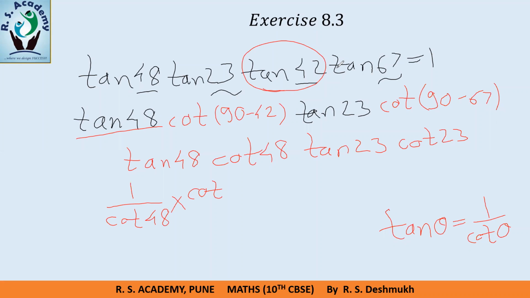Otherwise, you can cancel the tan and cot if they are multiplying, because 1 by tan is equal to cot, or 1 by cot is equal to tan. Same thing, I will say it is tan 23, and this will be 1 upon tan 23. So what will happen? Every term will get cancelled, and you will get answer as 1.